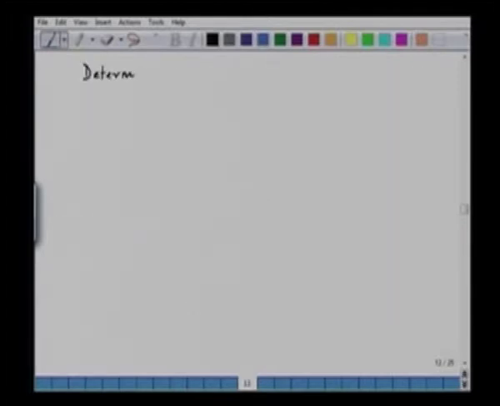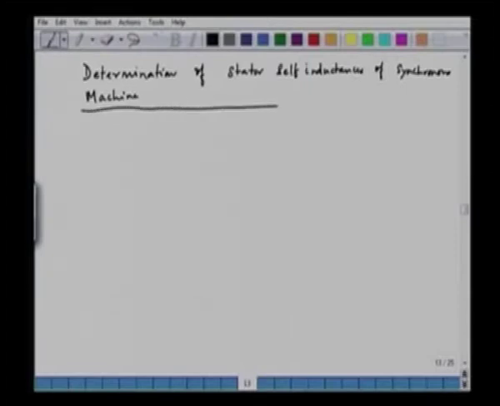So, determination of stator self inductances of synchronous machine.